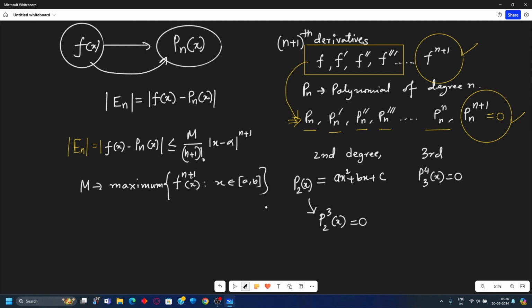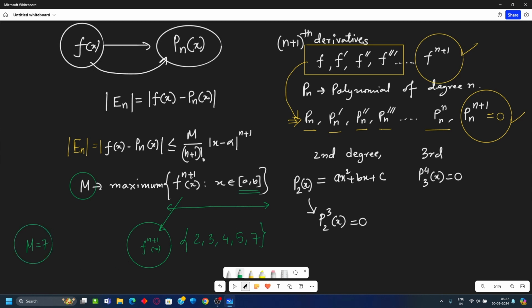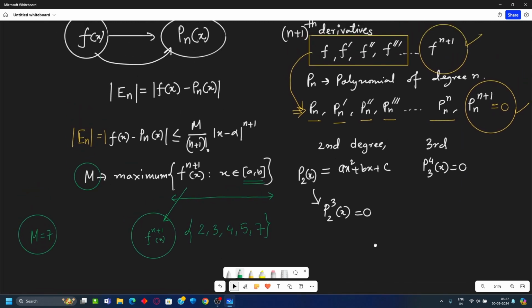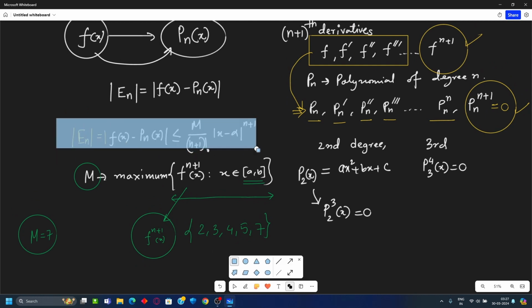What does it mean? We are accumulating all the functional values over the interval a comma b, and the function here is f n plus 1 of x. We collect them in a set, and M must be the maximum of them. Let me describe it this way. Suppose it collects 2, 3, 4, 5, 7. So the maximum value should be 7, so M must be 7. That is the idea of this concept. Is that okay? Now this is our error bound. This portion is called error bound.